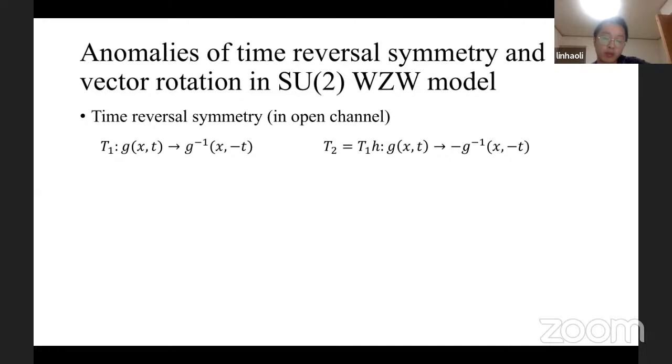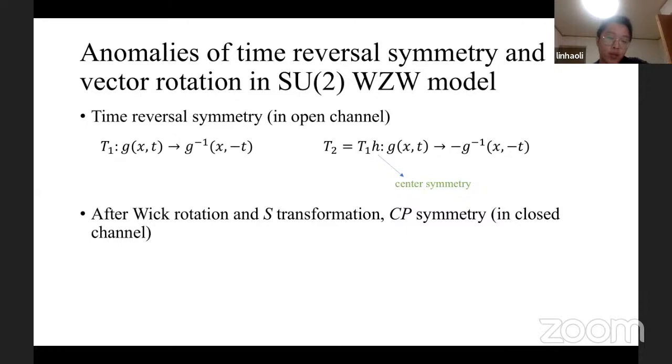Now, if we consider the boundary conformal field theory, these two symmetries are defined in the open channel. To construct the Cardy state, we need to work in the closed channel with Euclidean signature by performing the Wick rotation and S transformation. Then, according to the CPT theorem, T1 and T2 will act on the Cardy state as CP1 and CP2 symmetries.